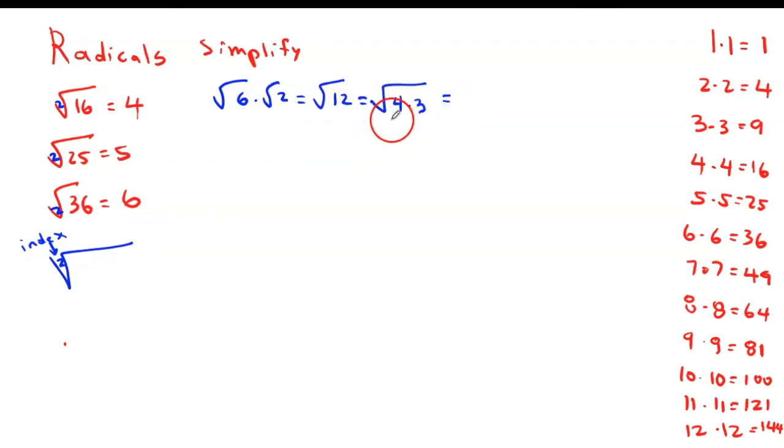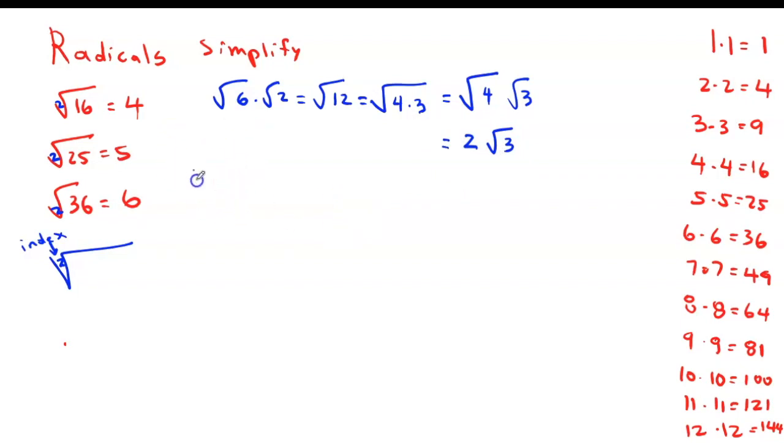Now, the properties of multiplication of radicals say that if I have two numbers multiplied inside a radical, I can break those into two separate radicals. Why? Because now I have square root of 4. Square root of 4 is 2. And the 3 is not a perfect square. The prime number stays inside. So square root of 6 times square root of 2, the final answer will give me 2 square root of 3.